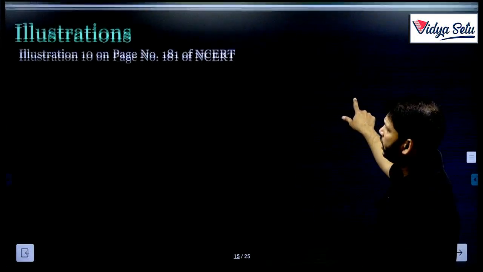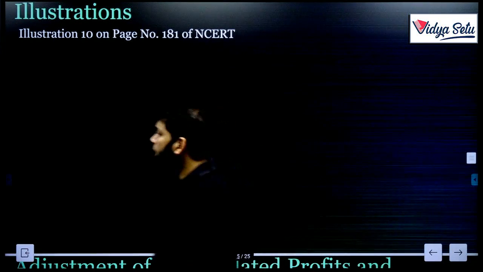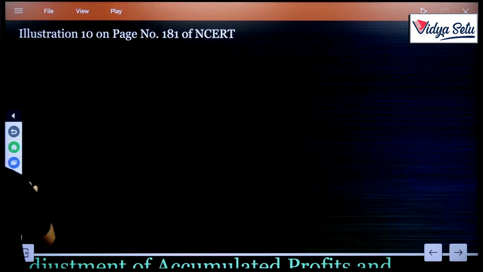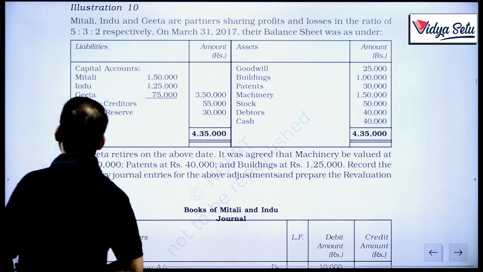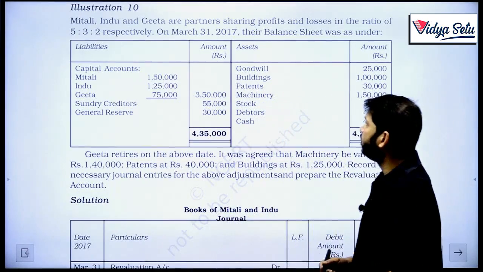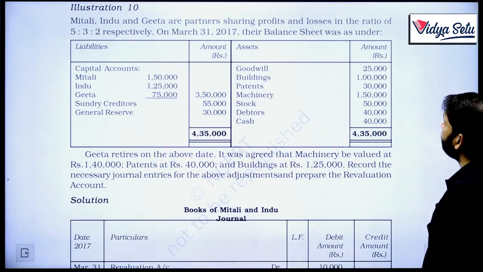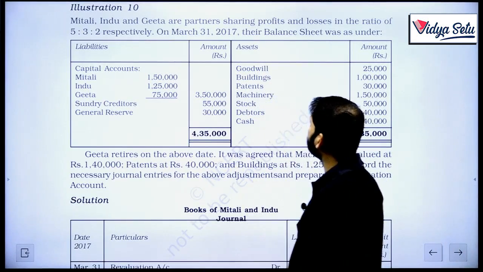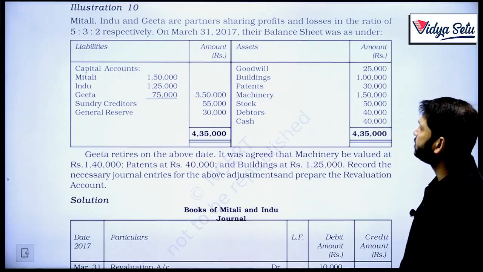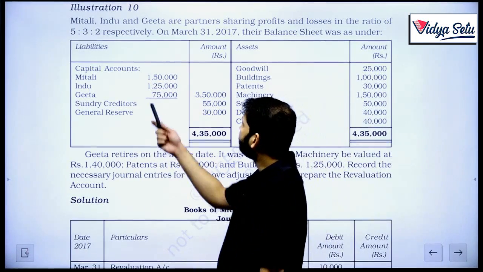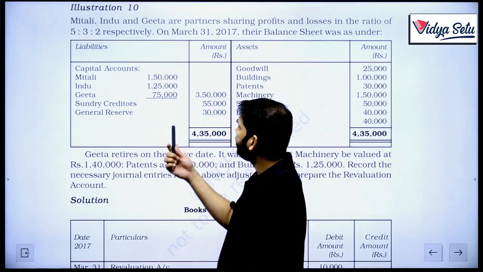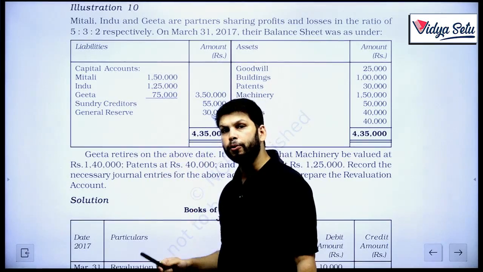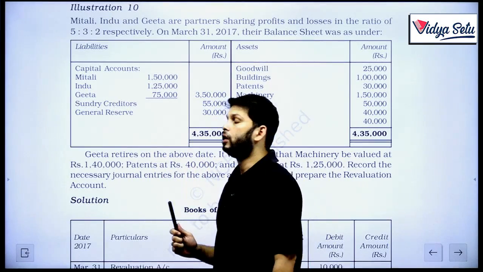Now let's look at illustration number 10 on page number 181 of our NCERT book. Yes. So illustration number 10 is Mitali, Indu and Geeta are partners sharing profit and losses in the ratio of 5:3:2 respectively. On March 31, 2017, their balance sheet was as under. Let's look at the balance sheet. So Mitali, Indu and Geeta's capitals are there, sundry creditors and general reserve. Do remember in this chapter also general reserve will be distributed amongst the old partners in the old ratio.